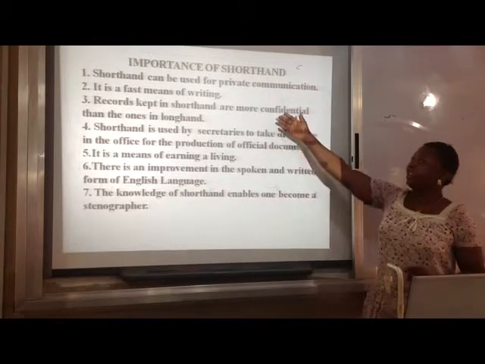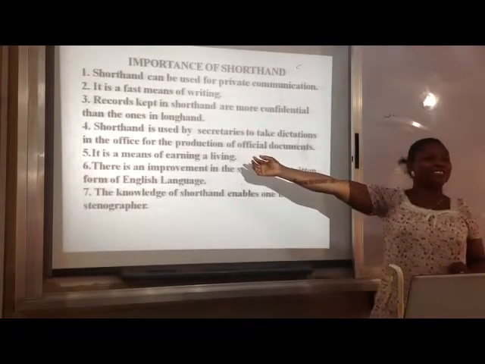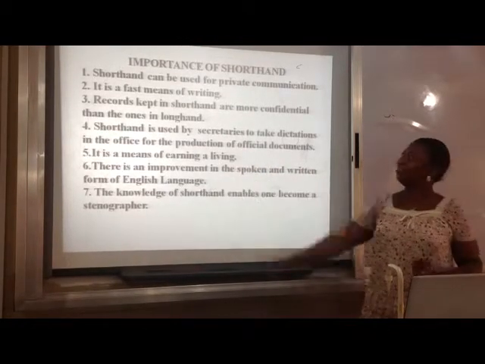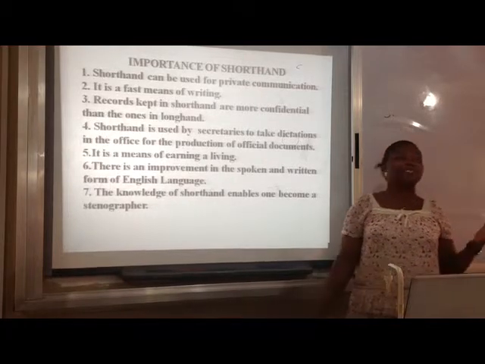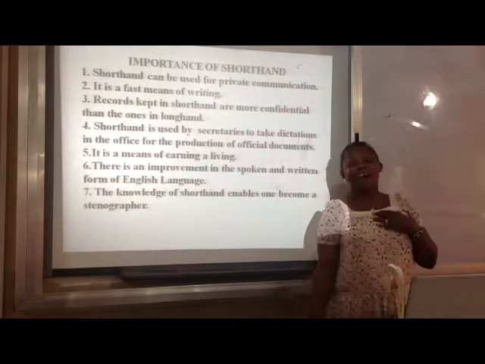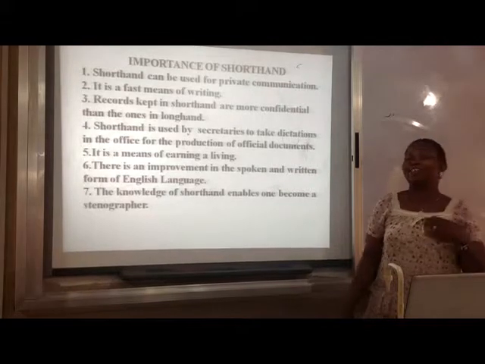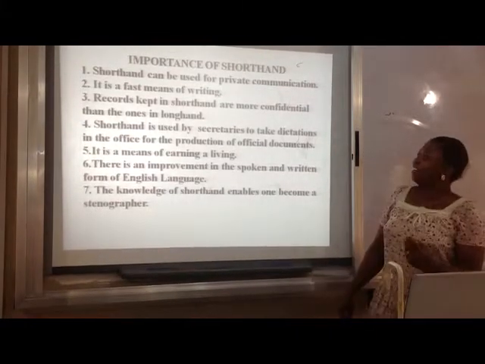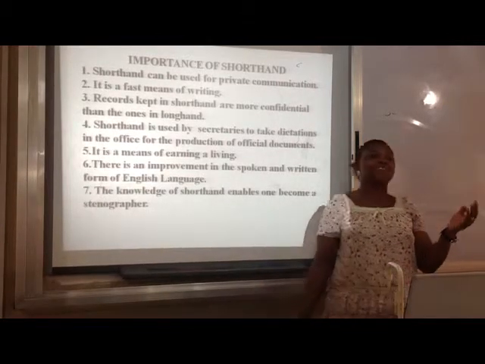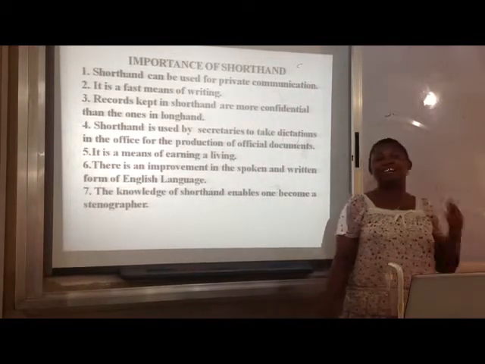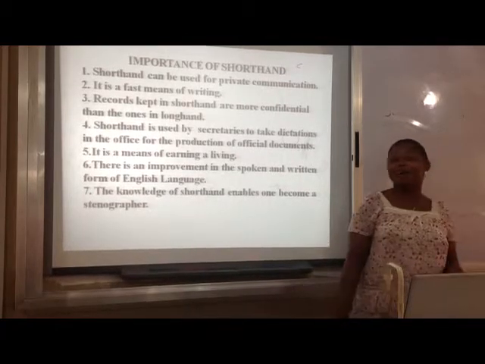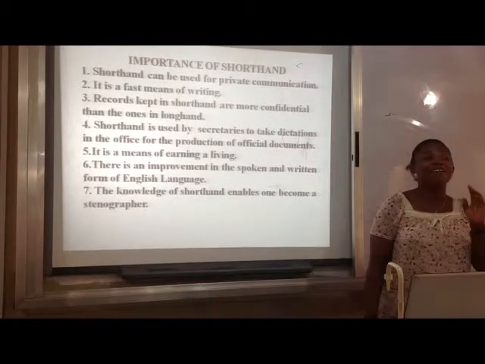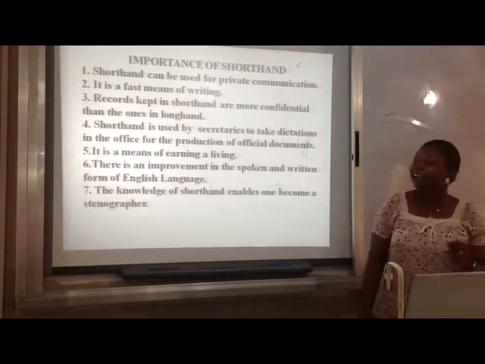And the importance of shorthand, you may ask, of what value is this shorthand? As a student, it has so many importance. Shorthand can be used for private communication. I understand shorthand. If you understand shorthand, we can communicate privately. It's a fast means of writing. You cannot compare transcribing an exercise in shorthand to transcribing it in longhand. When I mean longhand, I mean the English form of it. So it's very much faster for you to write in shorthand.